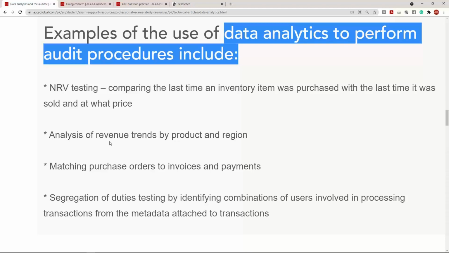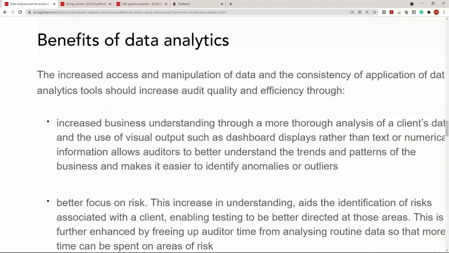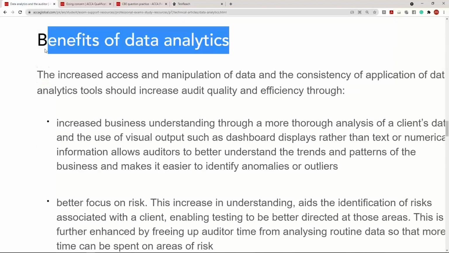But you cannot afford to ignore critical paragraphs from this article. Benefits of data analytics. This is what the examiner asks for in the September-December 20 paper. What are the benefits of data analytics in improving the efficiency, effectiveness, and quality of audit? And every benefit you write in the September-December 20 exam will give you 1 mark to a maximum of 5 marks. So please read this article word by word and be sure that you know everything from this article. I hope you will do it.